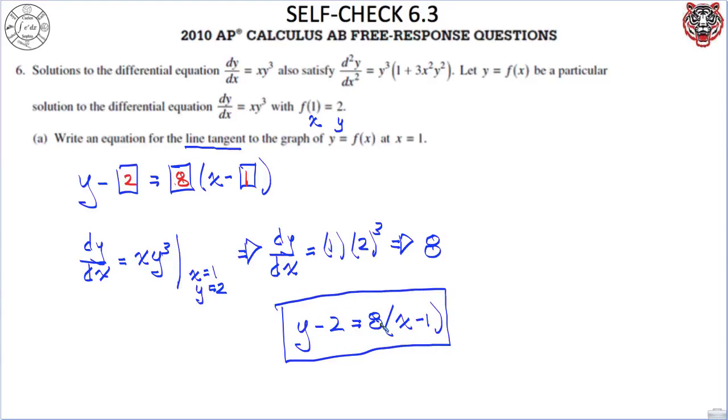You can add the 2 to the other side and distribute the 8. It's all the same thing. I would recommend not doing that. Leave it like this, or you might make an error. And then the question is, how do you score yourself? If you somehow found that f prime, or dy/dx, is equal to 8, that's plus 1 if you're able to find the slope, 8. And then another plus 1 if you're able to get the entire equation correct.